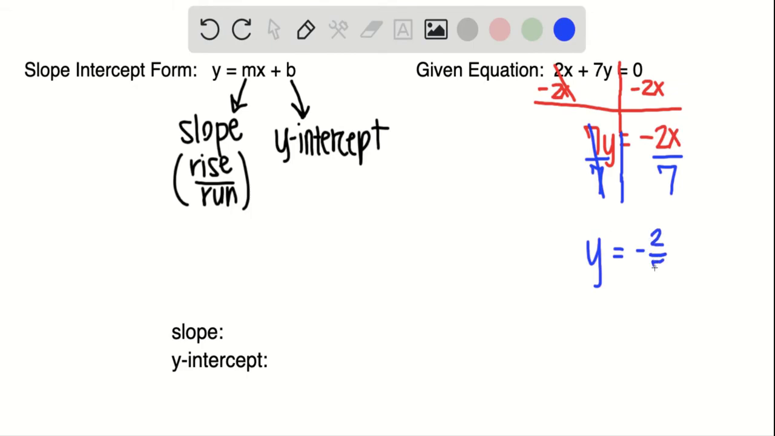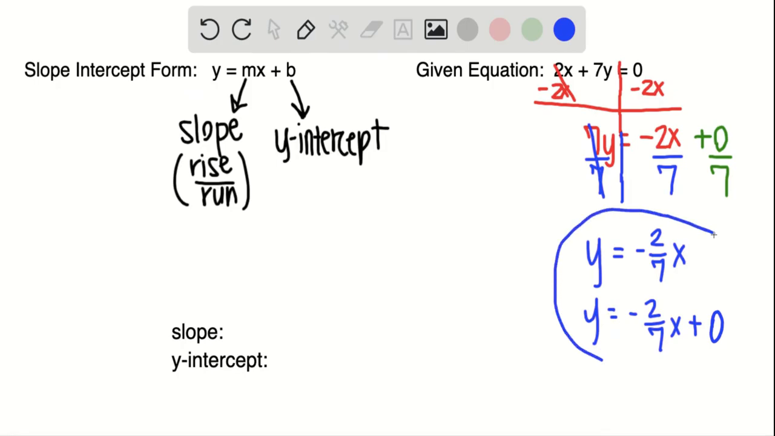2 over 7x. That's not going to give us a nice decimal, so we can just leave it as a fraction. In fact, it's much better to leave slope-intercept form in a fraction because you'll find that comes in handy later on. Before, technically there might have been a negative 2x plus 0, and we still could have divided that 0 by 7, but it's still going to give us 0. So you can say that your equation is either y is equal to negative 2/7 x, or you can even say y is equal to negative 2/7 x plus 0. Either one will work because they're both correct.